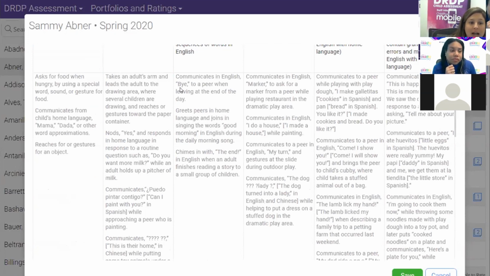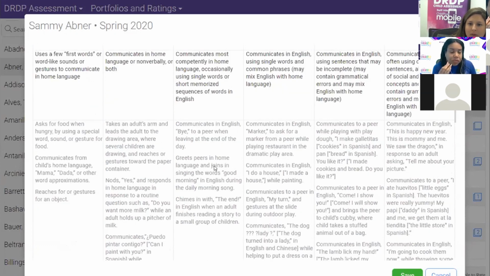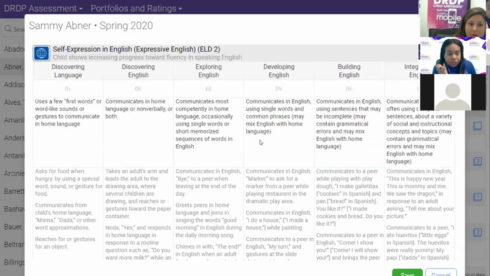Communicates in English when a peer is leaving. Says good morning in English during the daily morning song. Says the end at the end of a story. So we know that Sammy probably could do that based on what we've read. The fact that she's having conversations with her peers as well as naming items on the grocery list or grocery basket. So let's bump up to developing English.